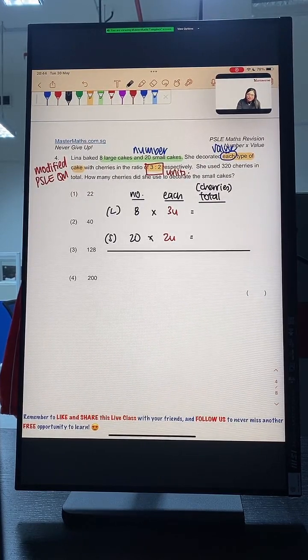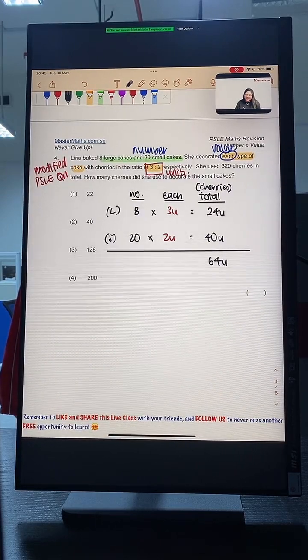So 8 times 3, we are going to get 24 units. 20 times 2, we will get 40 units. Total is 64. That's where I got the 44 in my head from. See? 20 and 40 units. So the total is 24 plus 40 to give us 64.